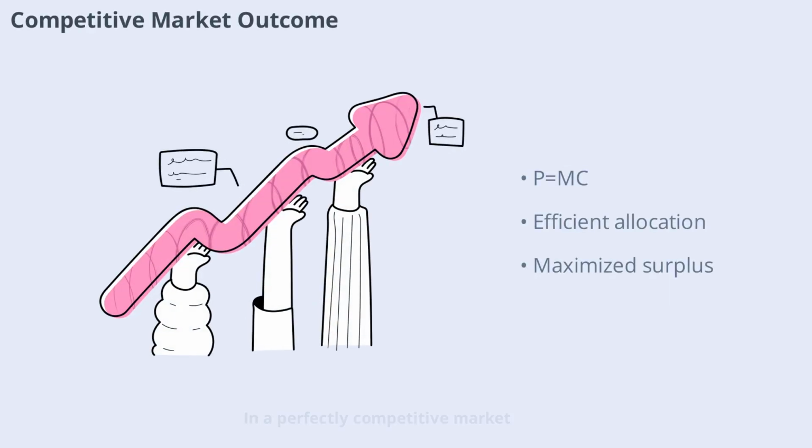In a perfectly competitive market, firms produce where price equals marginal cost. This ensures that resources are allocated efficiently and the quantity produced maximizes total surplus for society. Consumers benefit from lower prices and greater availability of goods, while firms earn only normal profits in the long run. This outcome is often considered the benchmark for economic efficiency.